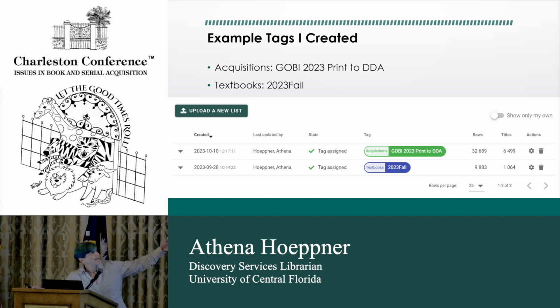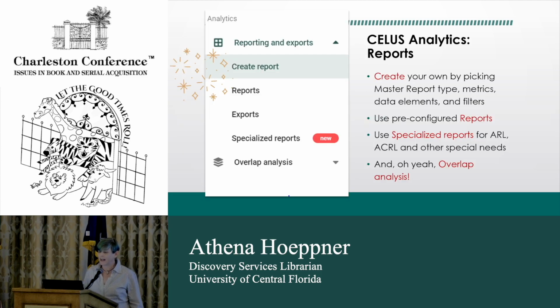So I created these 2 tags, one for a DDA project that I want to track, and one for our textbooks that were assigned in fall 2023. And I'm going to dig into the fall 2023 textbooks one. That's the one where I uploaded 9,800 rows of ISBNs. I did not dedupe, so I'm not sure exactly how many ISBNs were unique in that. It matched 1,064 titles, and now I can apply that tag to the titles that matched, and I did. It's easier than I made it sound right now.